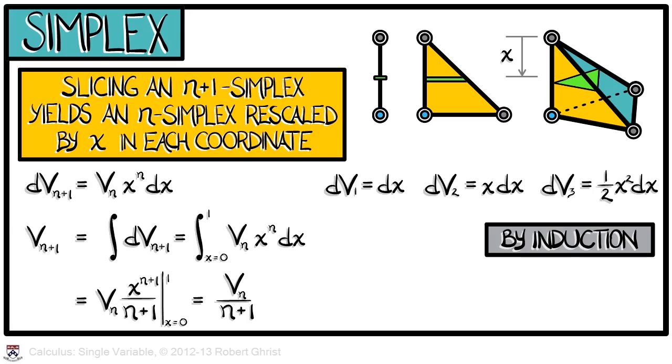And so we can write down all of these volumes by induction and argue that v sub n is in fact 1 over n factorial. That's a nice application of simple integration.